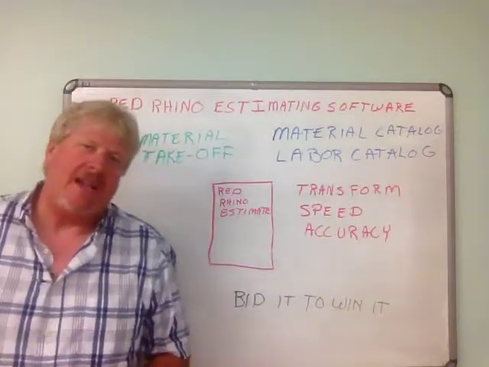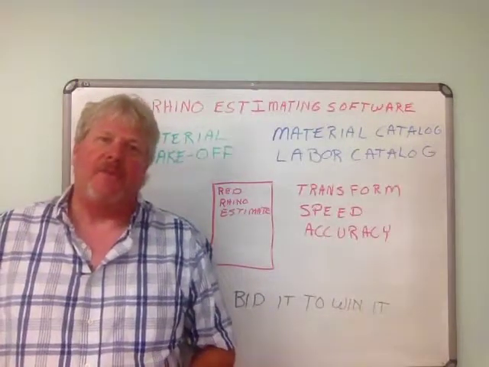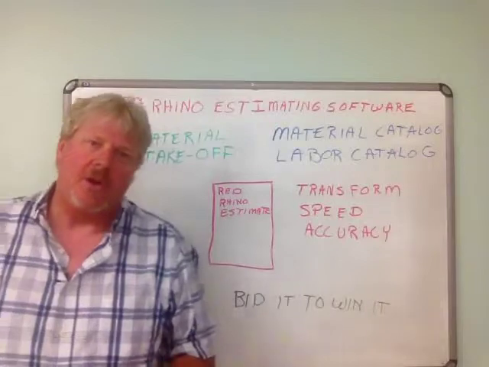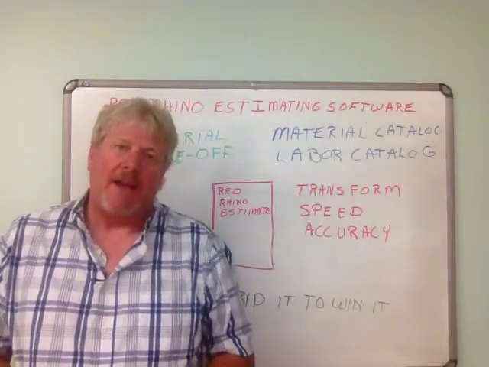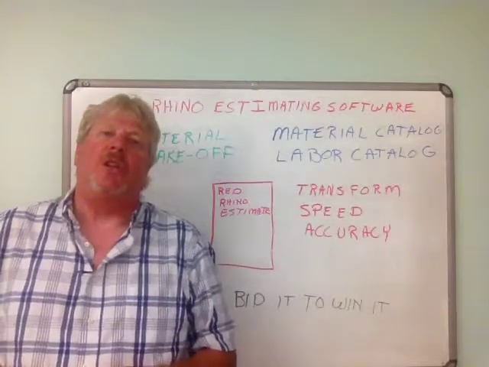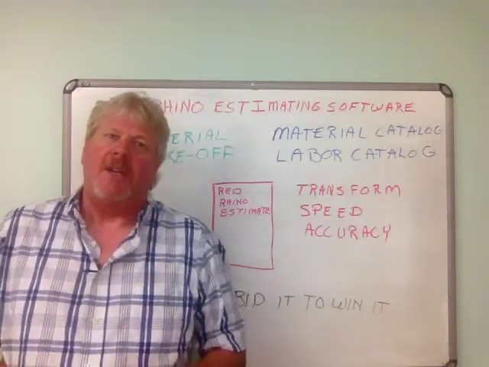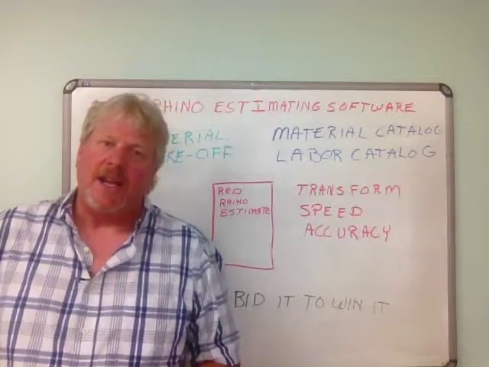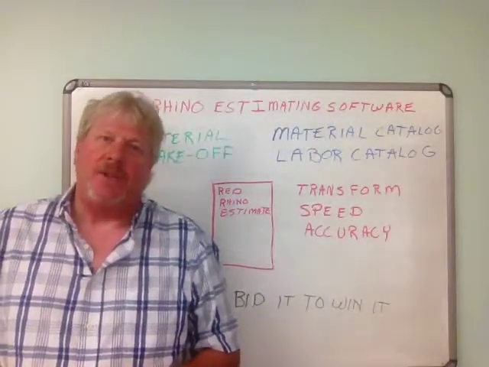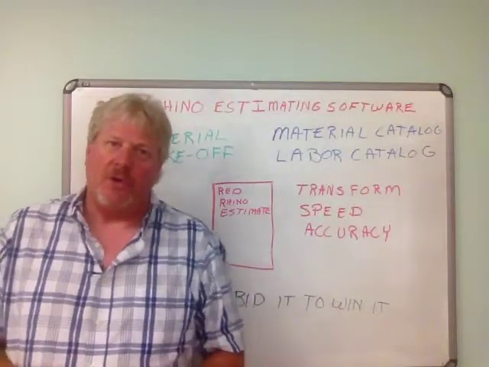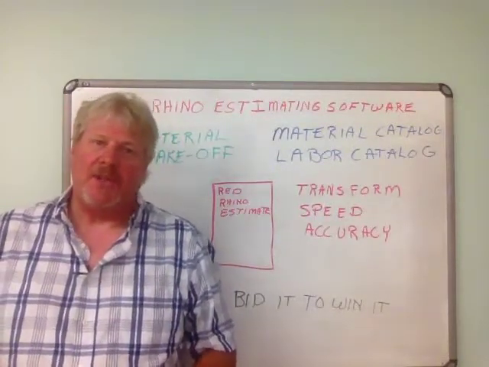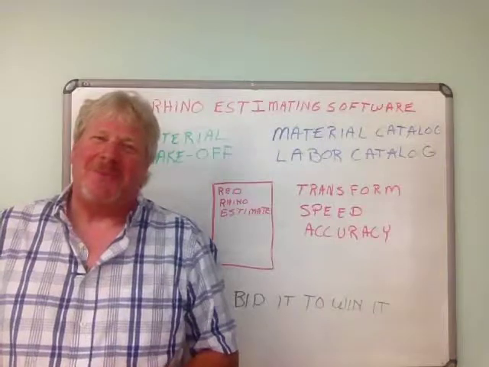A lot of people ask me, how does estimating software work? Well, for one thing, if you don't already know it, Red Rhino Estimating Software is online. That means it lives on a web server, so you can log on from any computer and use it if you have an internet connection. The cool thing is you don't have to be sitting in your office. If you're out and about, even at your wholesale house, if you borrow one of their terminals, you can log on to Red Rhino, okay?